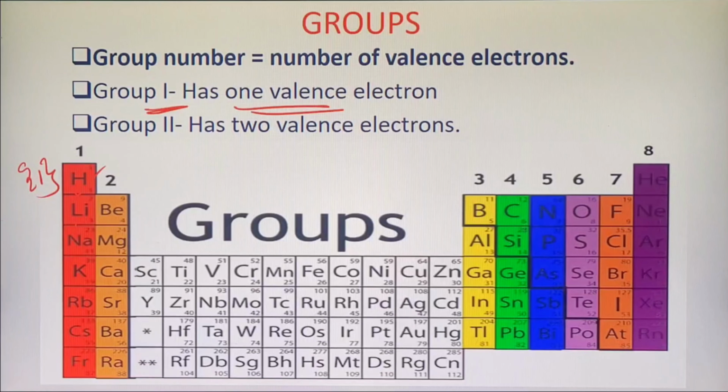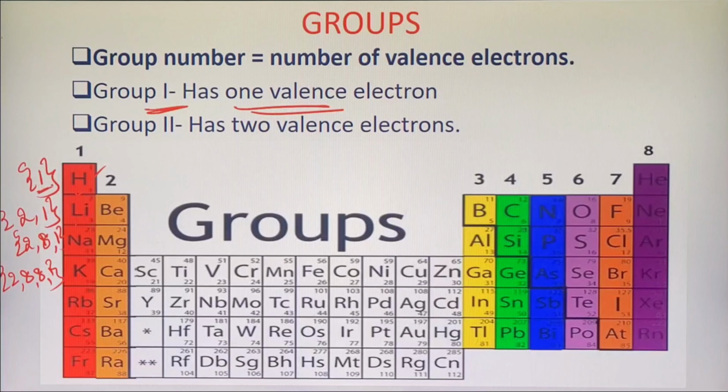Lithium has an atomic number of 3. What will be the electronic configuration, children? 2, 1. Sodium 11, 2, 8, 1. 2 plus 8 is 10, plus 1 is 11. Potassium is 19, 2, 8, 8, 1. So can you see here, children?